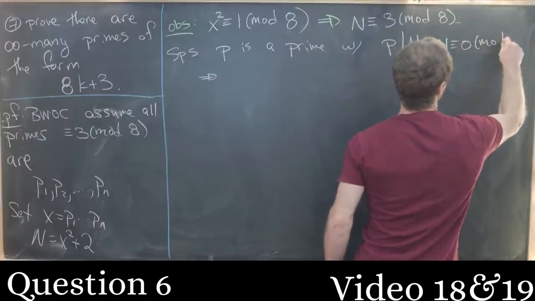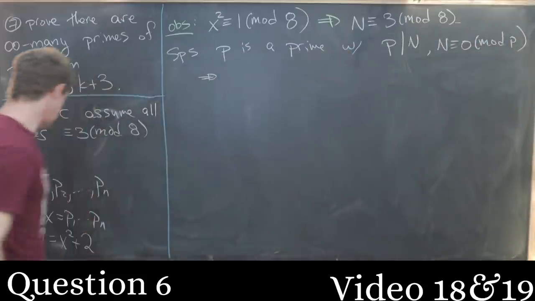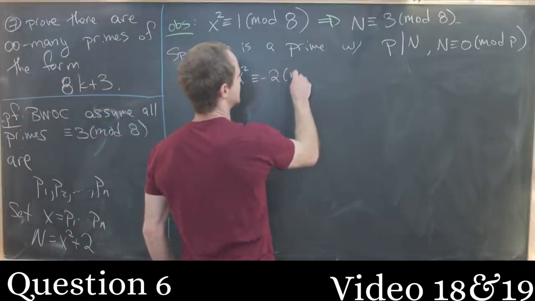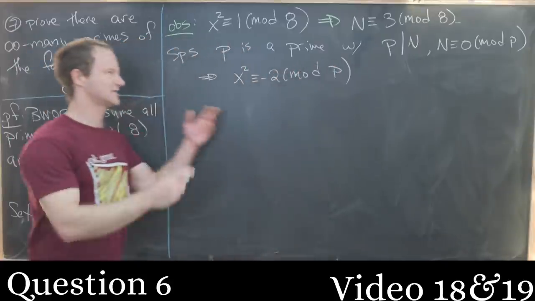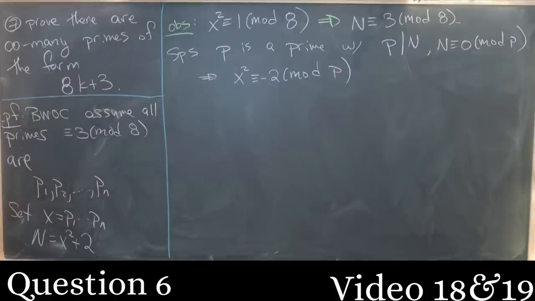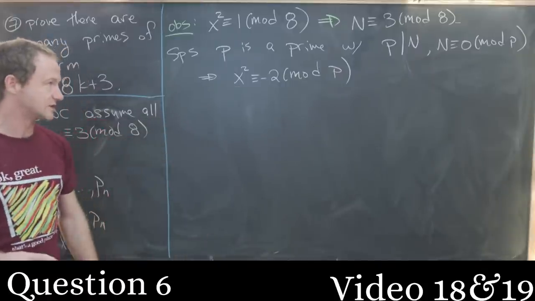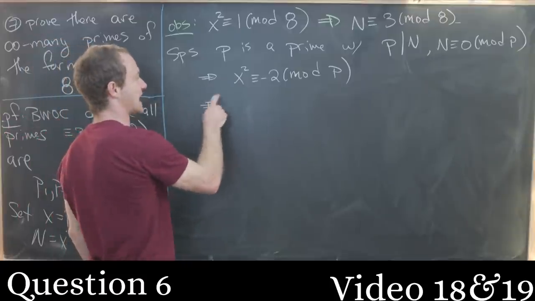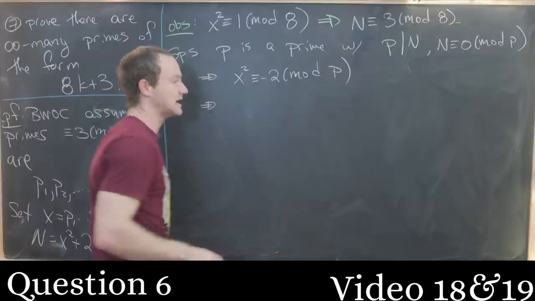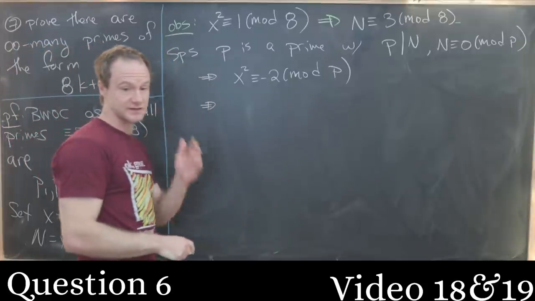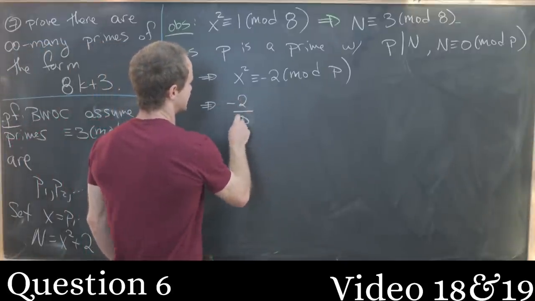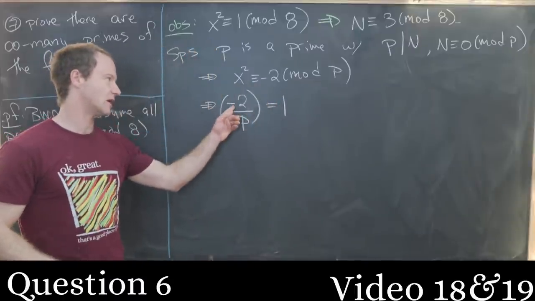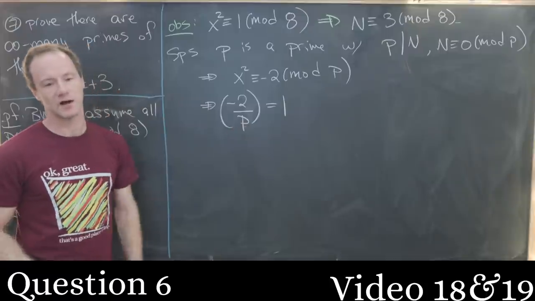Okay, but if P divides n, that's the same thing as saying that n is congruent to 0 mod P. But recalling that n is x squared plus 2, that tells us that x squared is congruent to negative 2 mod p, right? Just like we're writing the same thing a couple of different ways. This is a really informative way to write this fact, because it allows us to say that negative 2 is a perfect square mod p. In other words, negative 2 is a quadratic residue mod p. That means that this Legendre symbol, negative 2 by p, is equal to 1, right? Because that's the question, is negative 2 a perfect square mod p?